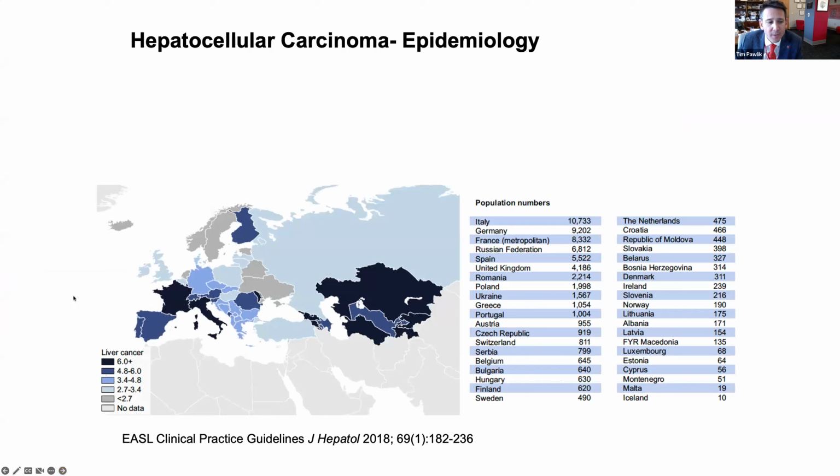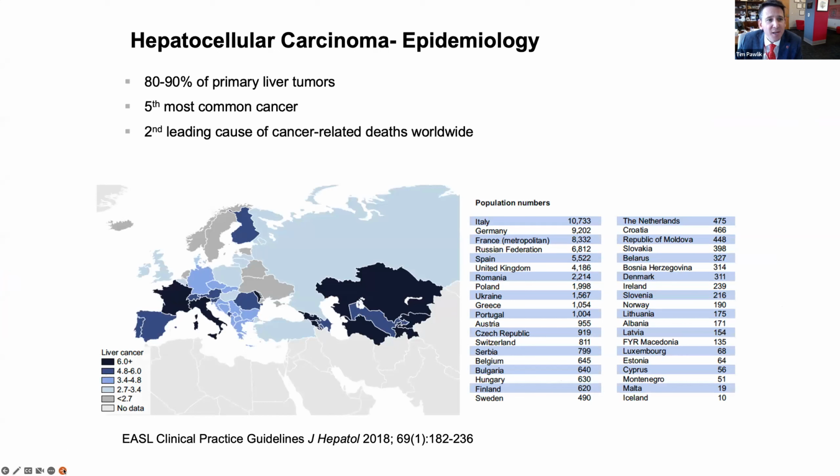So we all know that hepatocellular carcinoma is very common, the most common primary liver tumor, the fifth most common cancer, and the second leading cause of cancer-related deaths, with significant geographic variations. It accounts for 7% of all cancers in the world, and probably getting to be even higher.